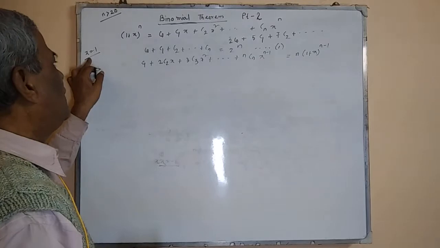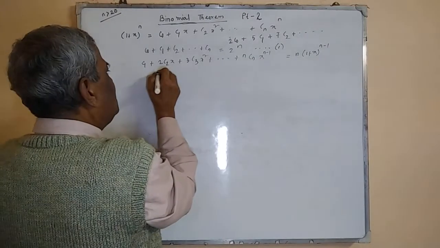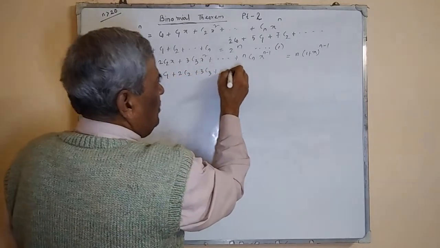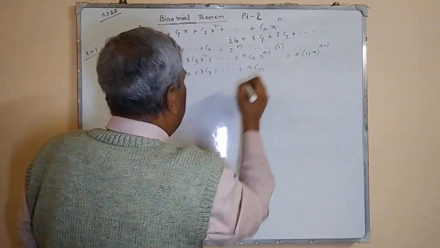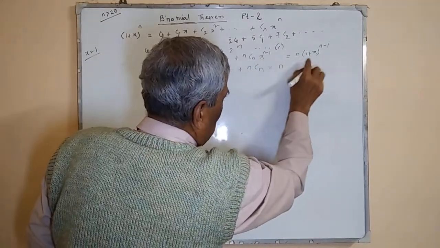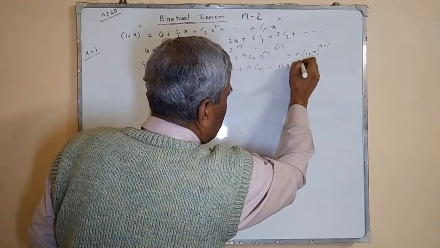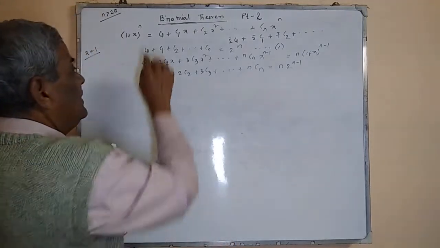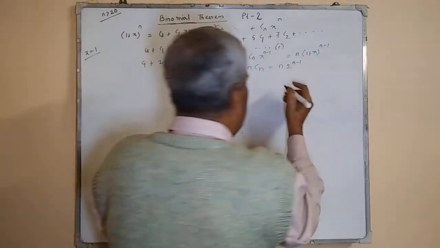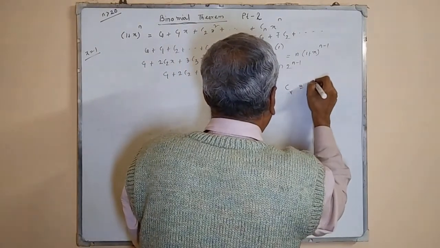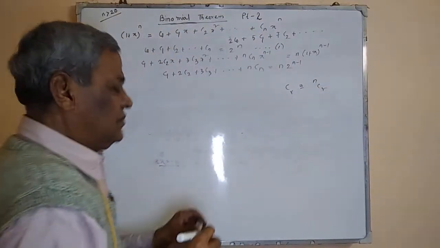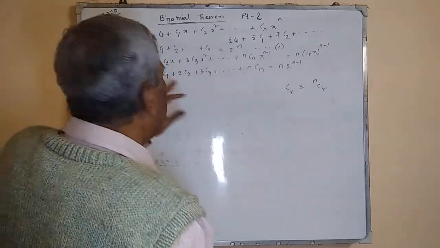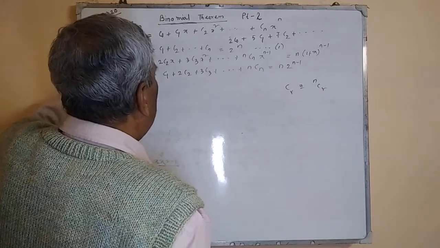Again put x is equal to 1 over there. This becomes C1 plus 2C2 plus 3C3 up to nCn is equal to n into (1 plus 1), that is 2 to the power n minus 1. One thing I forgot to mention, this C0, C1, C2, etc., CR is equivalent to nCR. So we get that after differentiating with respect to x.